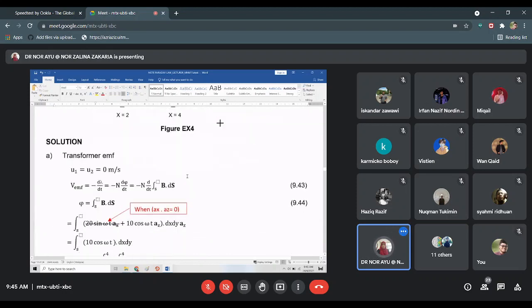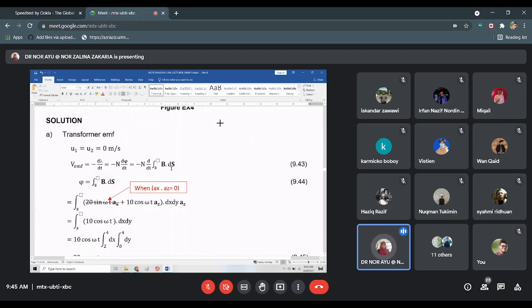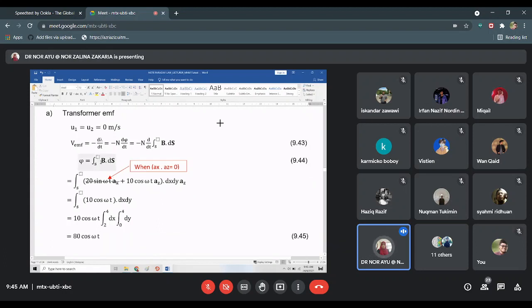Alright, so we go to the solutions. You can see here U1 equals U2 equals 0 m/s. So this is the equation. You need to find what B dot dS is. Solve the first part first, which is to find the flux. So the flux is B dot dS. You know that your B is 20 sin omega t ax plus 10 cos omega t az. Alright, so the first part over here is equal to 0.